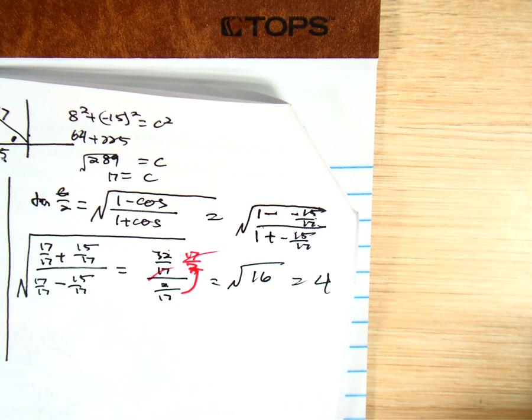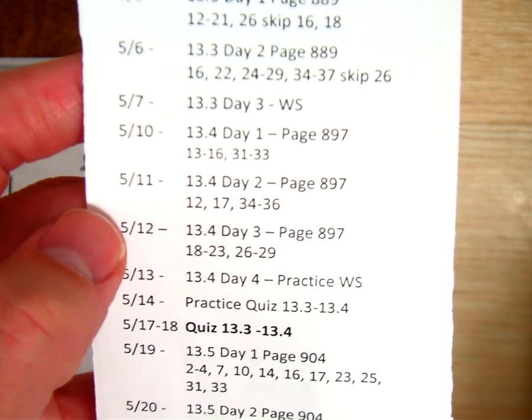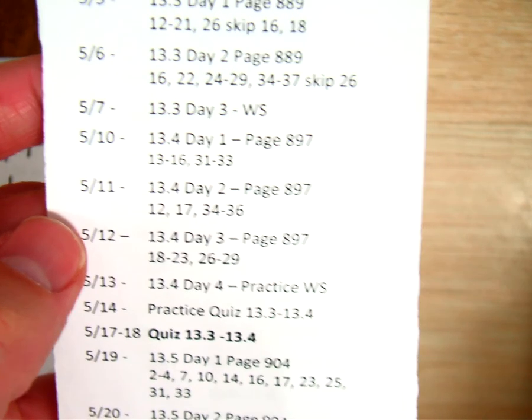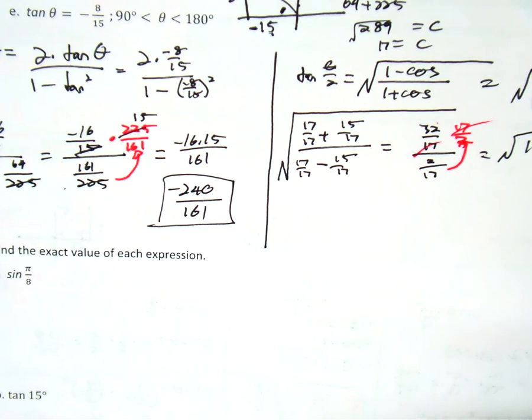All right, folks, what do you have for today then? Day 4, 13.4, day 1. Looks like we got page 897, 13 to 16, 31 through 33. All right, 13 through 16, that's 13, 14, 15, 16. That's 4 problems. Okay, that's going to say to do all 4, half angles and double angles. I don't care which 2 you do. You don't have to do all 4 there. You can do double angles on one, half angles on the next.